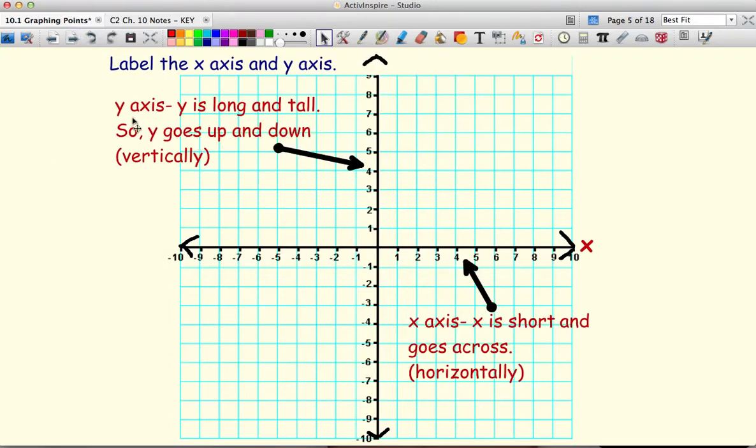Right, next, you have the y-axis. The y-axis is long and tall. It goes up and down vertically.